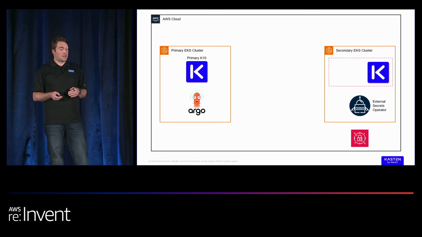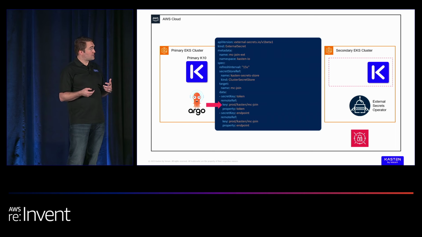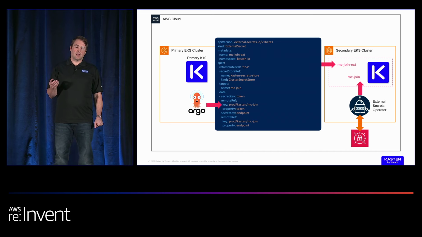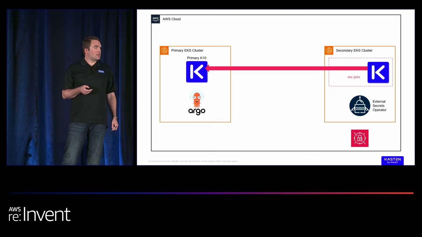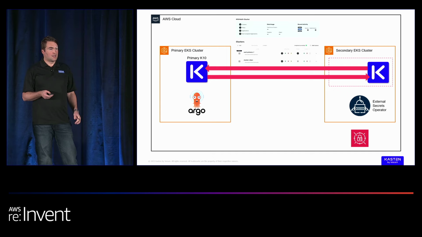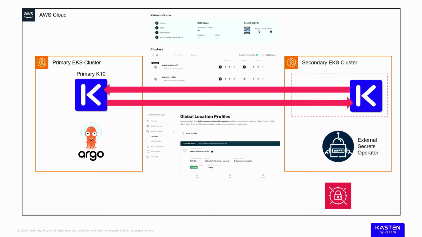Our secondary cluster, with the external secrets operator, now takes in that external secret that got provisioned by Argo for us. It tells the secrets operator to go out to Secrets Manager, pull that secret back in, and we have our MC join secret, which can then be used to talk to the primary and configures our cluster so that we have our dashboard. And now we have communication between our clusters, all from this one simple deployment, keeping all of those secrets external to our Argo system. And now we can distribute and have all of the multi-cluster features that we are used to. So with that, I'll invite Michael back up.